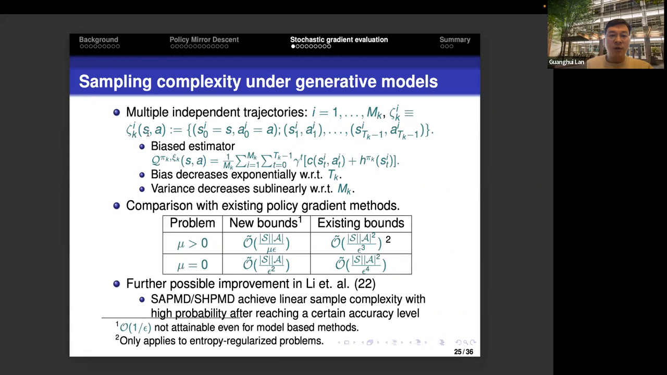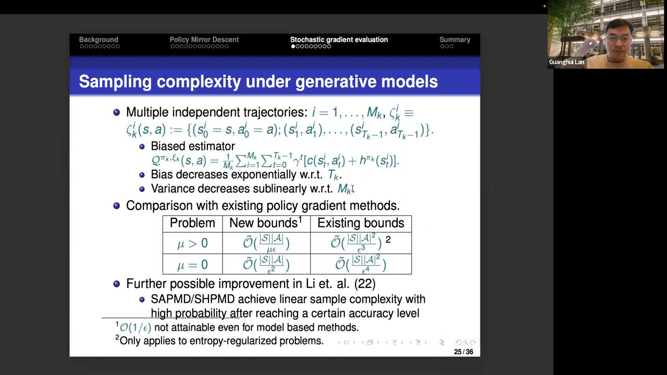So then we can define a biased estimator. That is basically you take the average of the cost that you have along each trajectory. The inner summation defines the cost for each trajectory. So it's going to be a biased estimator, but the bias will decrease exponentially with respect to TK, the length of the trajectory. And the variance will decrease sublinearly with respect to MK. MK is the number of independent trajectories. So this is a very simple estimator.